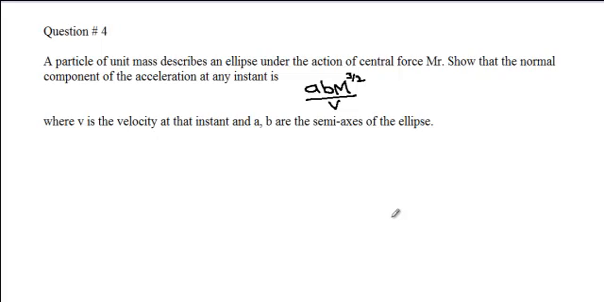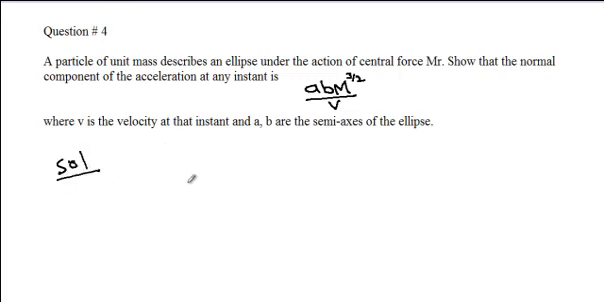Let's take another question in this video, that a particle of unit mass describes an ellipse under the action of central force mr. Show that the normal component of the acceleration at an instant is ab m power 3 by 2 over v. Here v is the velocity at that instant and a, b are the semi-axes of the ellipse. So let's start solving this question.